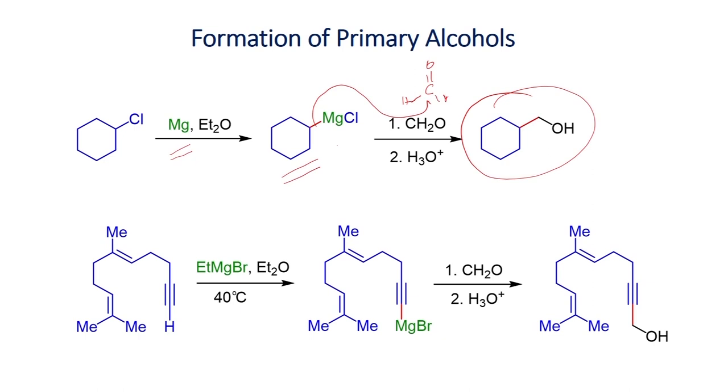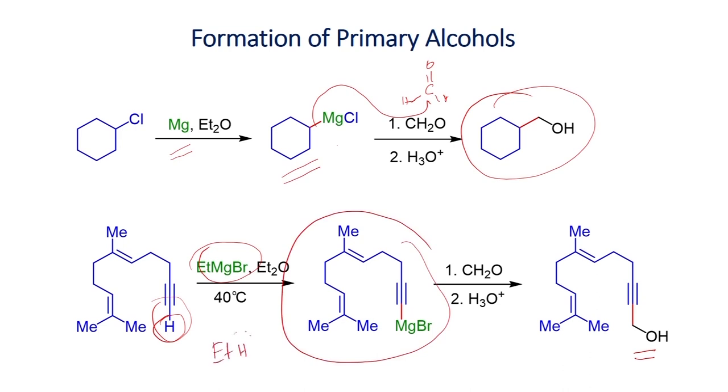The next example involves the reaction of alkyne with formaldehyde to give propargylic alcohol. In this reaction, ethyl magnesium bromide undergoes reaction with this terminal alkyne. In this, the ethyl group acts as a base, it can deprotonate this acidic proton, then you will convert it into the corresponding alkynyl magnesium bromide, and you generate ethene as byproduct.